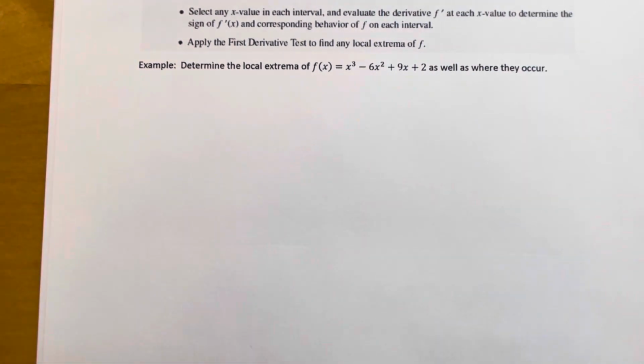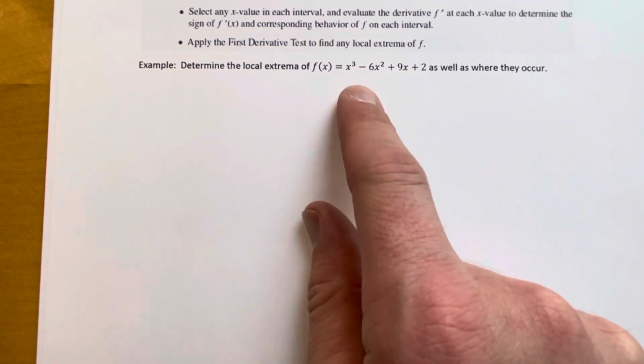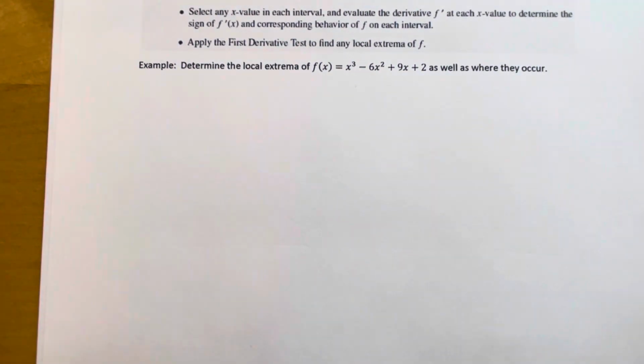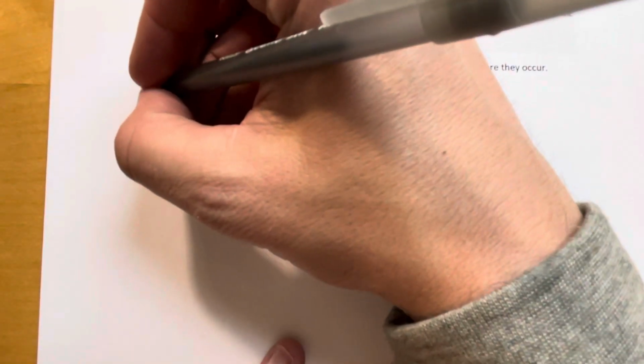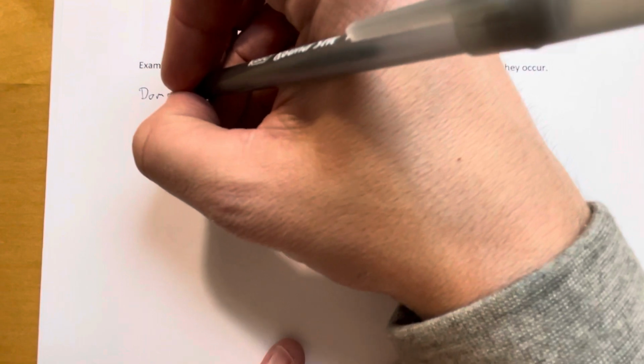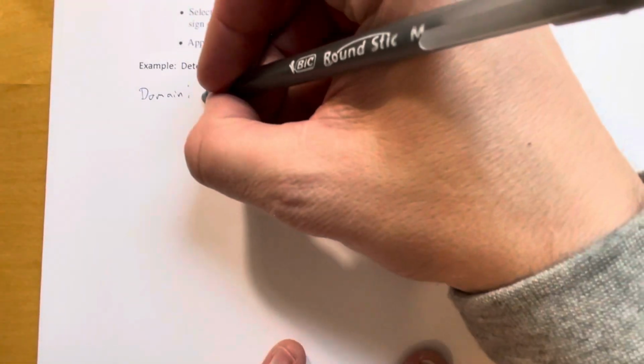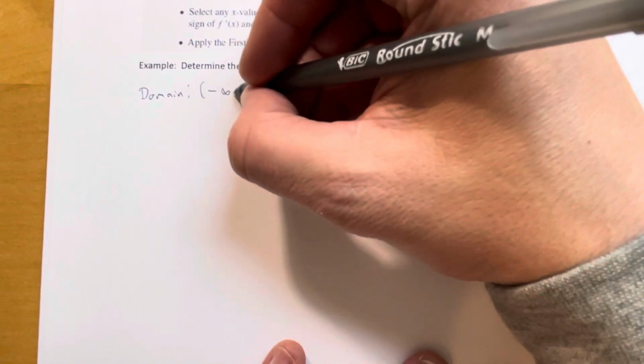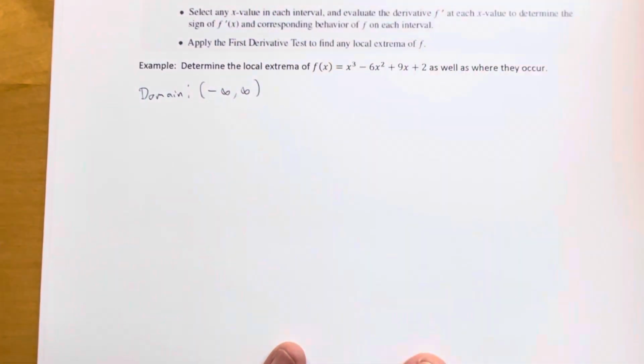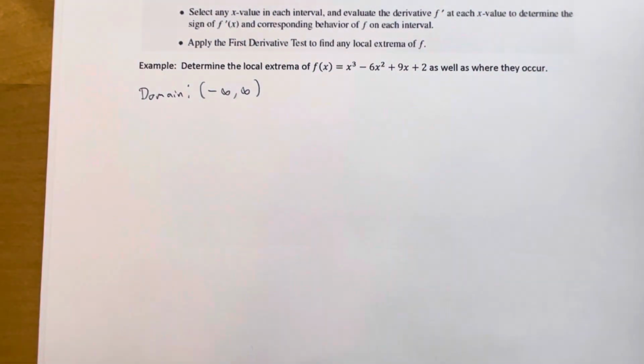I want to determine the local extrema of this function. F of x equals x cubed minus 6x squared plus 9x plus 2. So what we would do first is determine the domain of f, just like we did in those other examples. It's a polynomial. For any polynomial, the domain is all real numbers. So there's not really much information coming out of that.